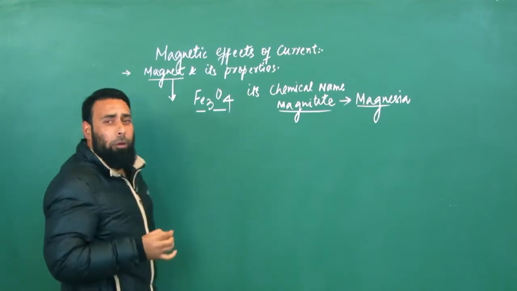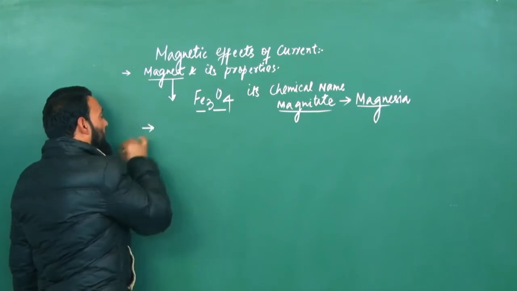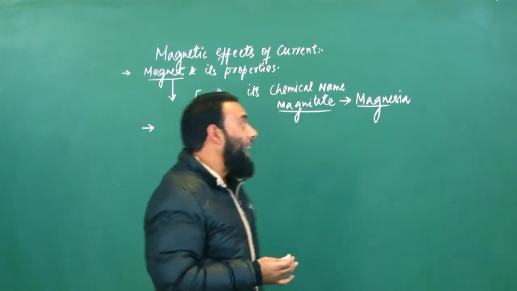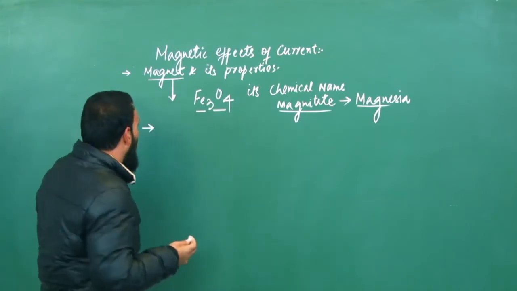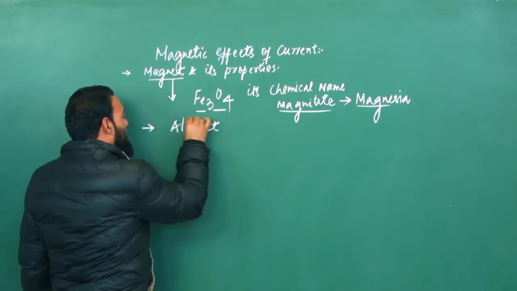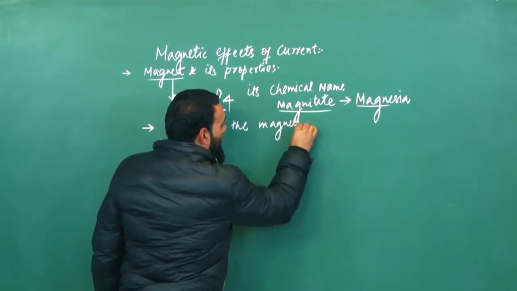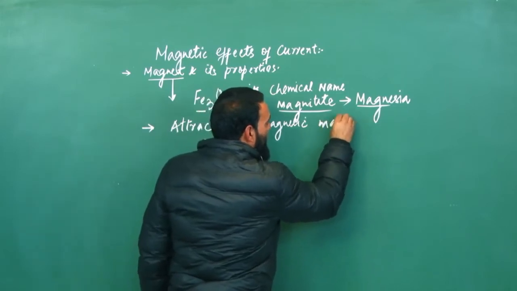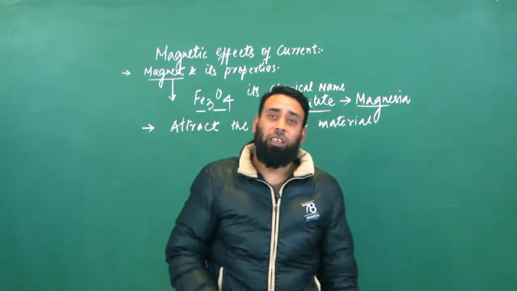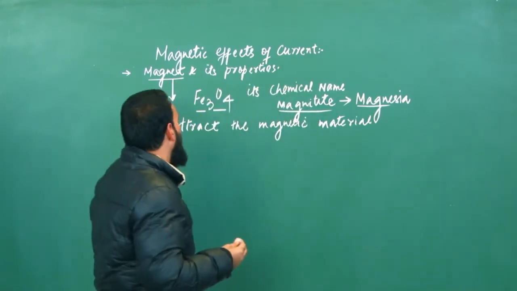The natural magnet has certain properties. The first important property is that it attracts different magnetic materials towards itself, like iron. That means it attracts the magnetic materials towards itself.